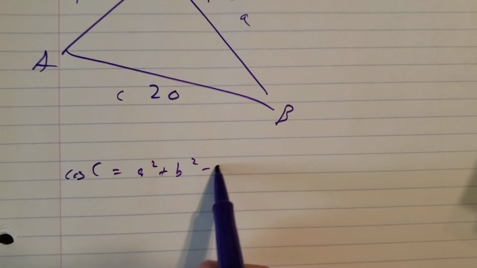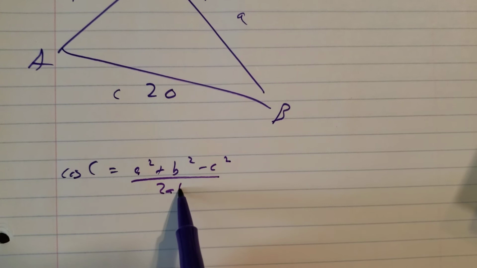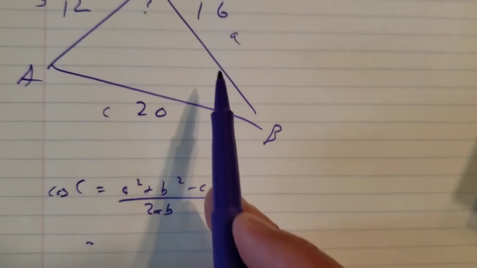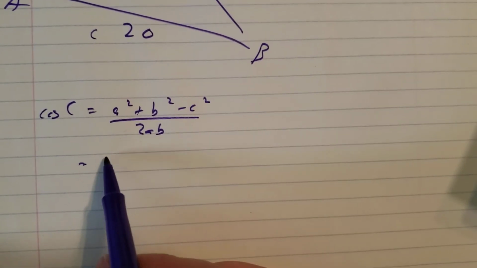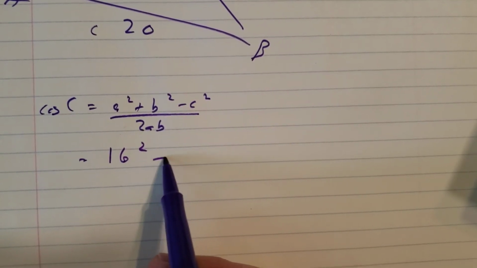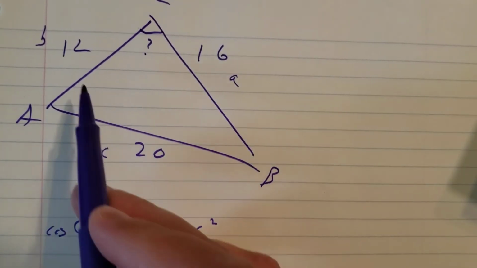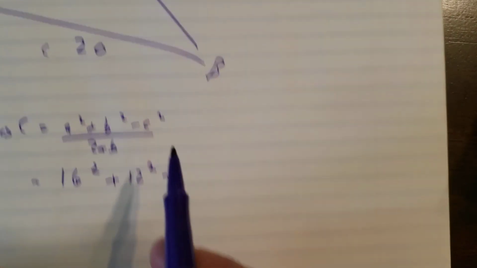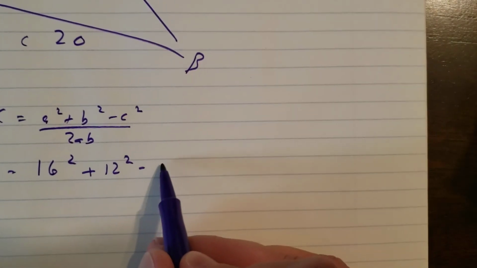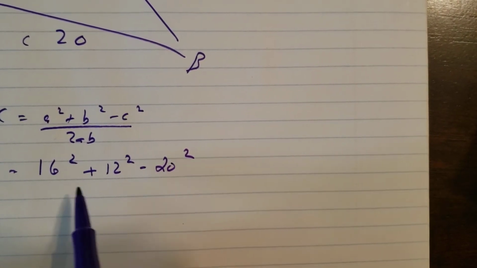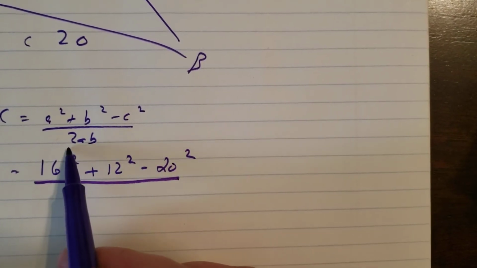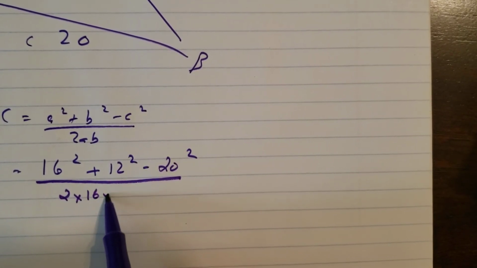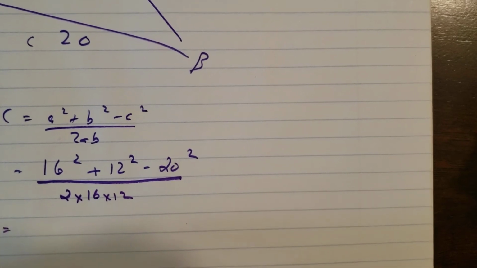So a squared plus b squared minus c squared over 2ab. So I punch the numbers in. Lowercase a is 16, so this is going to be 16 squared, plus b squared, well, b is 12, so plus 12 squared, minus c squared, c is 20, so minus 20 squared, all over 2 times a times b, so that's 2 times 16 times 12.